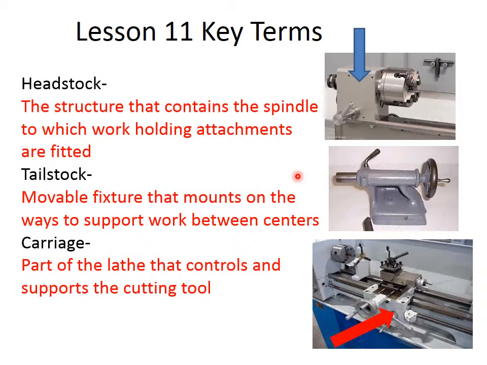The carriage, this piece here in the middle of this lathe pictured, is the part of the lathe that controls and supports the cutting tool. The carriage can be moved left and right based upon which way these knobs are turned, and the cutting tool is going to go in and out based upon what you see here on this knob as well. So you can move them left and right and in and out based upon which way you turn these knobs or this knob on the carriage.